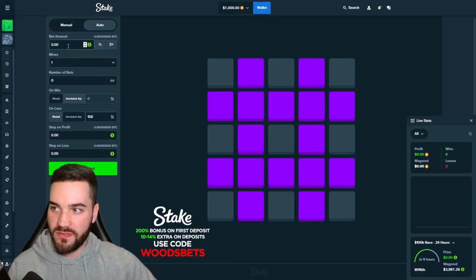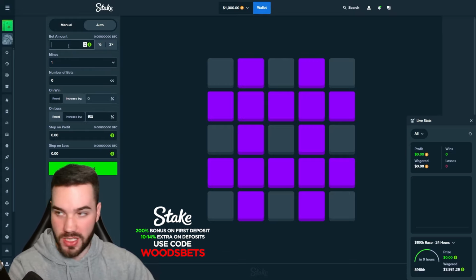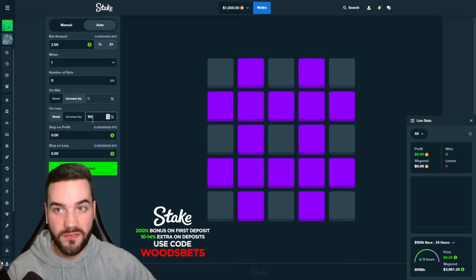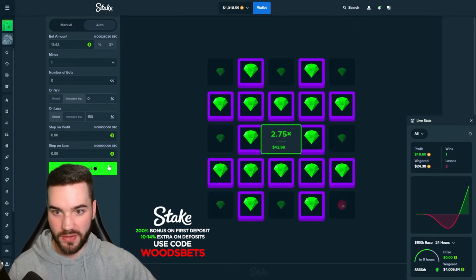One mine, 150 for a bet amount. We have to add this. We're gonna be doing 0.25% of our balance. That's gonna be $2.50. Every time we lose, it's gonna be increased by 150. $1,000 in the balance. Give us something good. We're at 15 already.